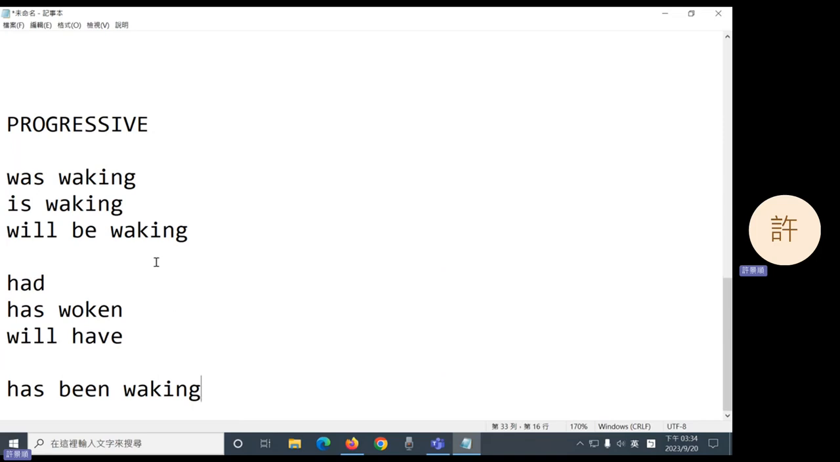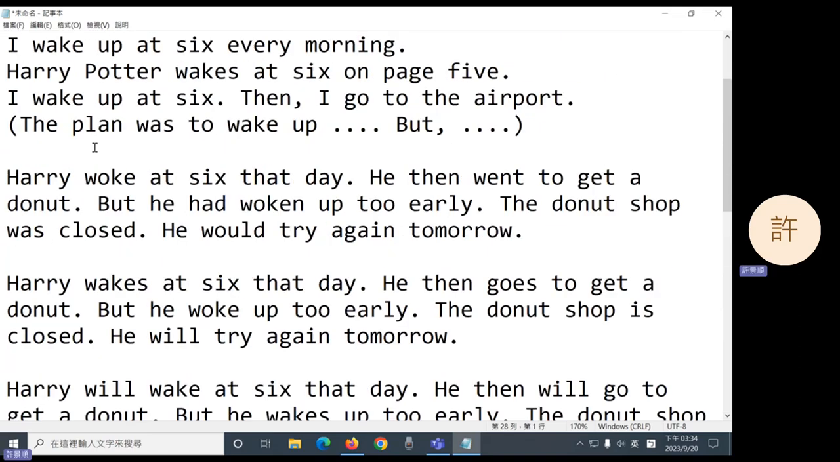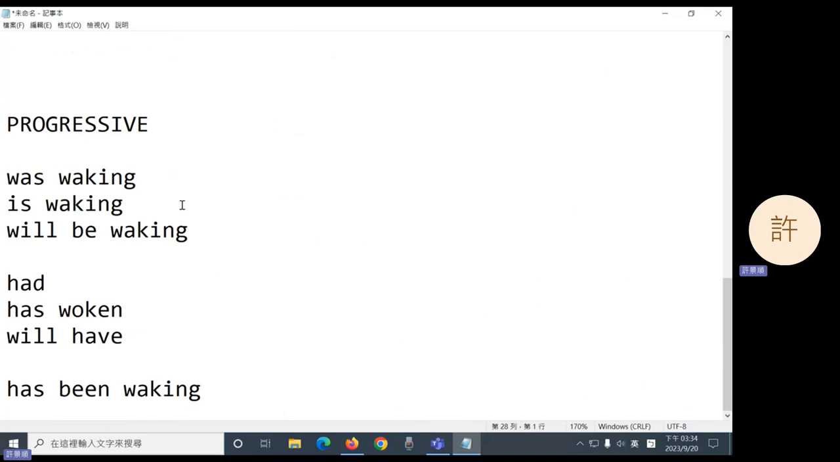Okay, so the progressive tense. We use this to talk about things that are happening or you want to emphasize that it is ongoing. So when you say, I woke, if you say I woke, simple past, that means it happened. That's it. No fancy ideas. But if you say I was waking, that means that whatever happens next interrupted your waking. You were in the middle of trying to wake up.